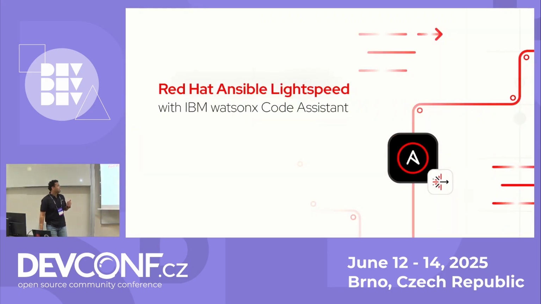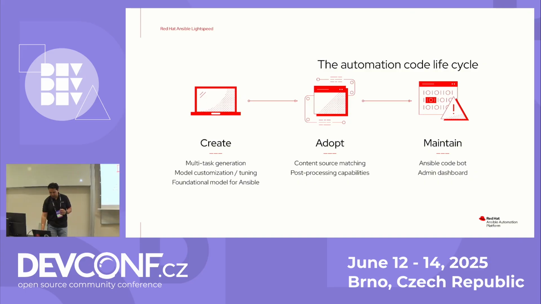So what exactly is CodeBot? It's an offering by Red Hat Ansible Lightspeed with IBM Watson Code Assistant. So it's a part of this entire ecosystem. And it has three main pillars. First of all, the creation. Lightspeed is like the AI tool through which you could generate playbooks. You could just give a prompt and your playbook would be ready. Then you can adapt for the content sourcing. And today we are mainly focusing on the maintaining part. After the code is ready, who is going to take care of it?